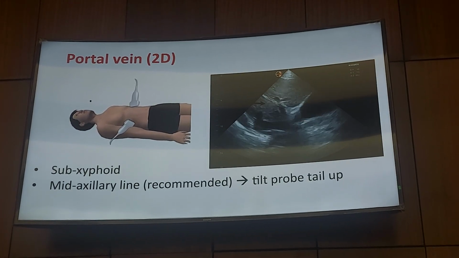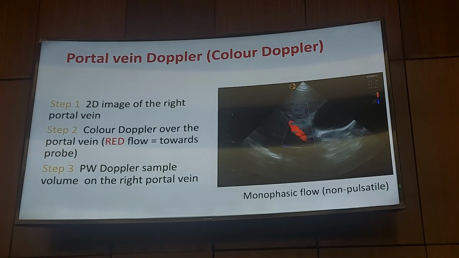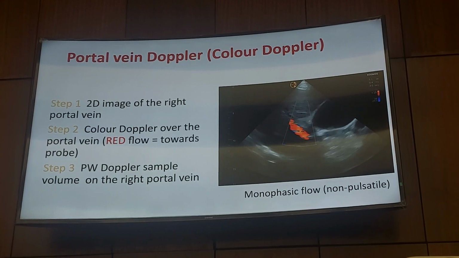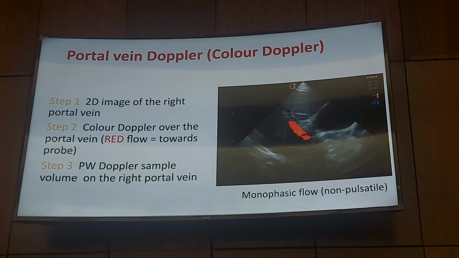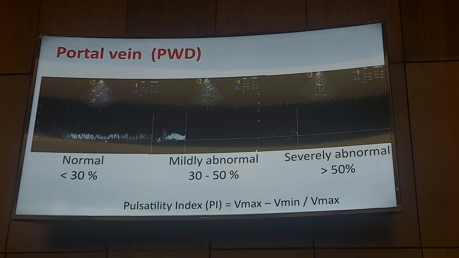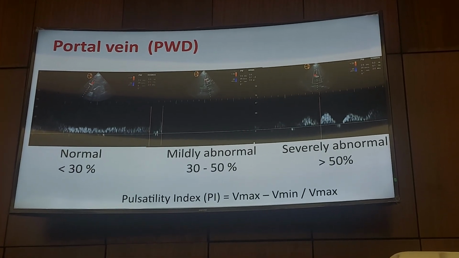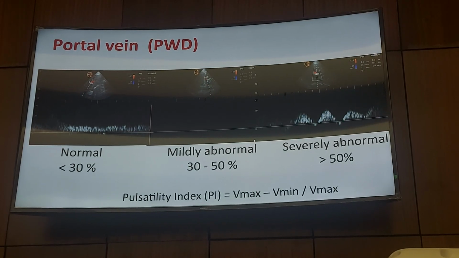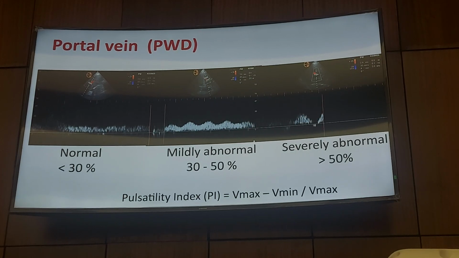And to confirm that it's the portal vein, you will put color Doppler, and the signal is always red because the flow goes upward towards the transducer. And that is the flow reflecting the portal venous flow, and that is very important. Why do I consider it king? Because it is not affected by tricuspid regurgitation. It reflects the true state of venous congestion in the gut. Number two, it does not require an ECG because the normal portal venous flow, as you could see on your left hand side, is non-pulsatile.